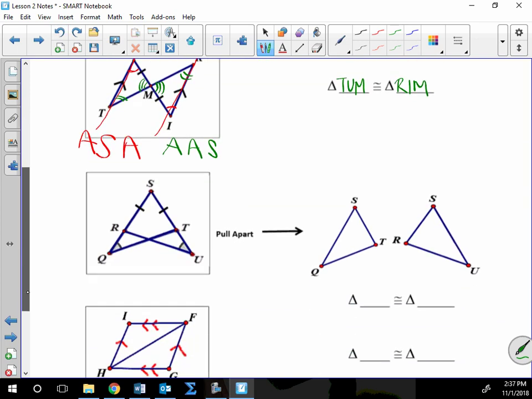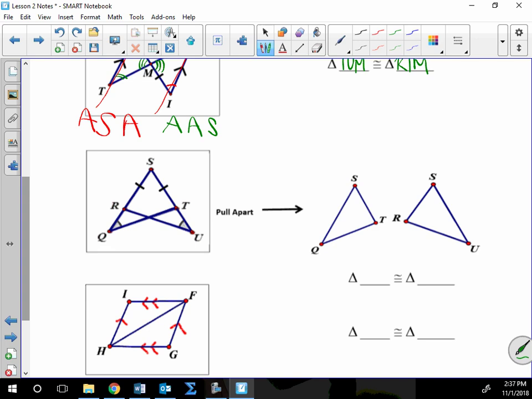Okay. Now we get to have overlapping triangles. Overlapping triangles, most times, it's to your benefit to redraw them separately. Pull them apart and redraw them and then fill in our information. This tick mark is saying that SR is congruent to ST. In our geometry class, the tick marks represent from point to point, always from point to point. If I wanted to show that SQ was congruent to SU, I would have had to write a separate statement stating that.